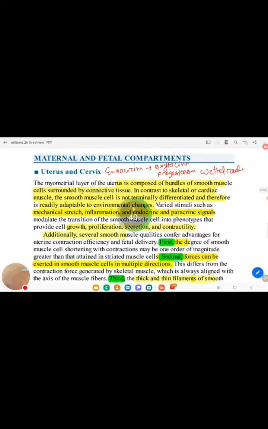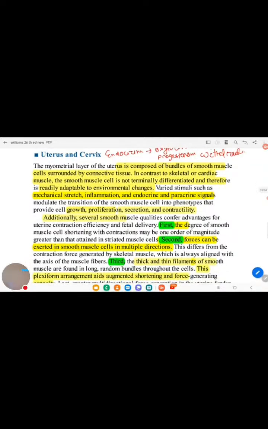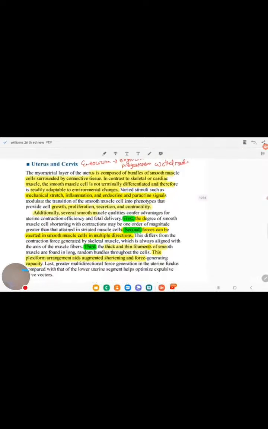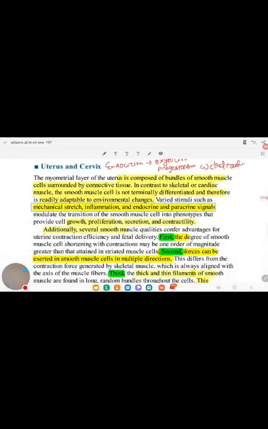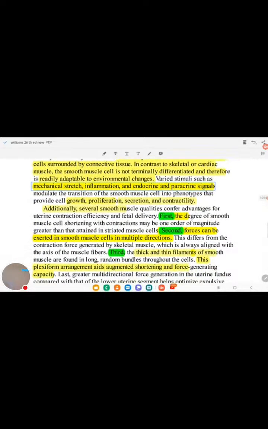What is the difference from skeletal and cardiac muscle? The smooth muscle cells present in the uterus are not terminally differentiated, therefore they are readily adaptable to environmental changes. If there are many stimuli, such as mechanical stretch, inflammation, or endocrine or paracrine signals, they will modulate the transition of these smooth muscle cells into a phenotype that provides growth, proliferation, secretion and contractility of the uterine smooth muscle cell.